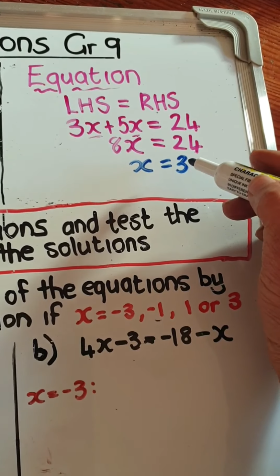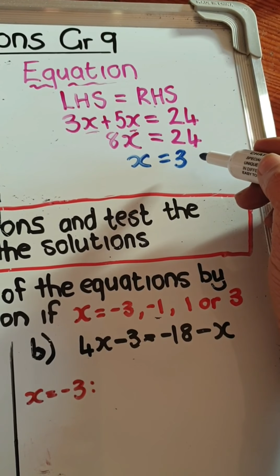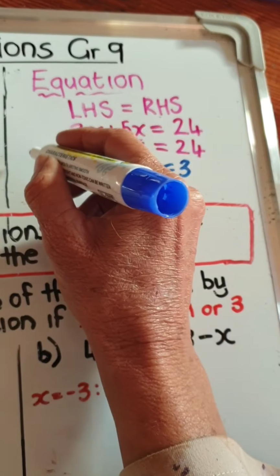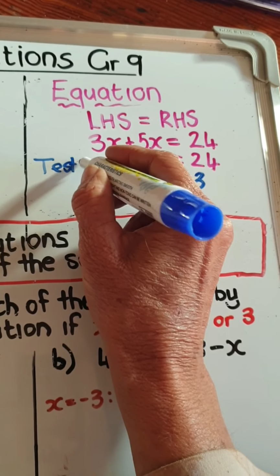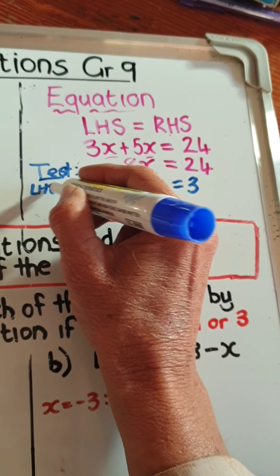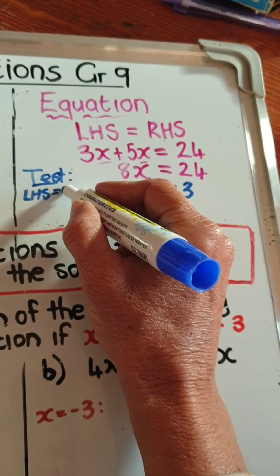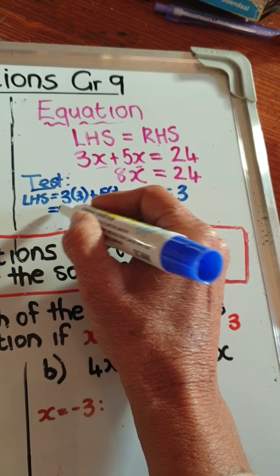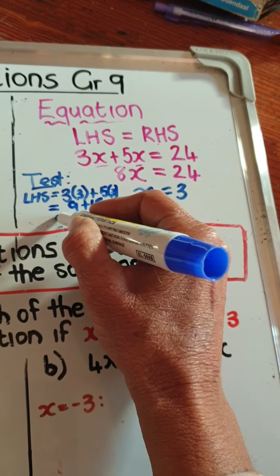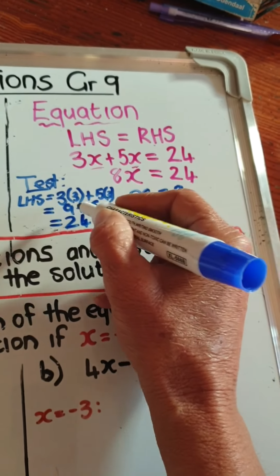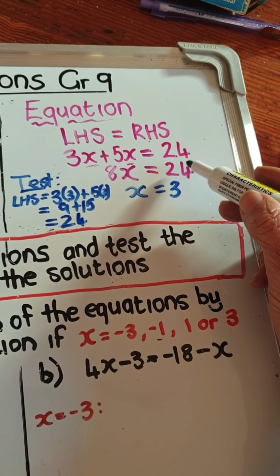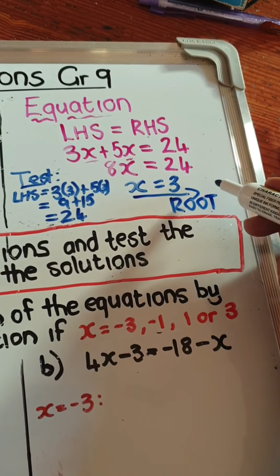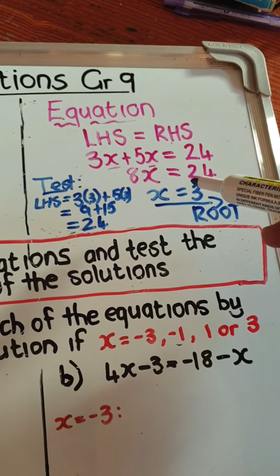And 3 is the solution, and we also call it the root of the equation, because 3 will make the left-hand side equal to the right-hand side. Then we can do a small test to see whether that's true. If x is 3, then 3 times 3 plus 5 times 3 adds up to 9 plus 15, which is 24, equal to the value on the right-hand side. That means x equal to 3 is the root of the equation, or the solution. That is what we do when we solve an equation.